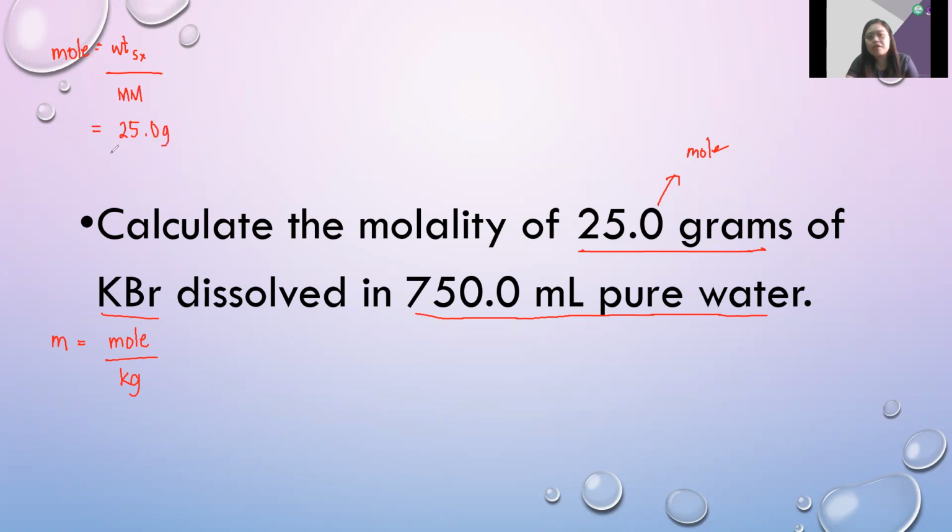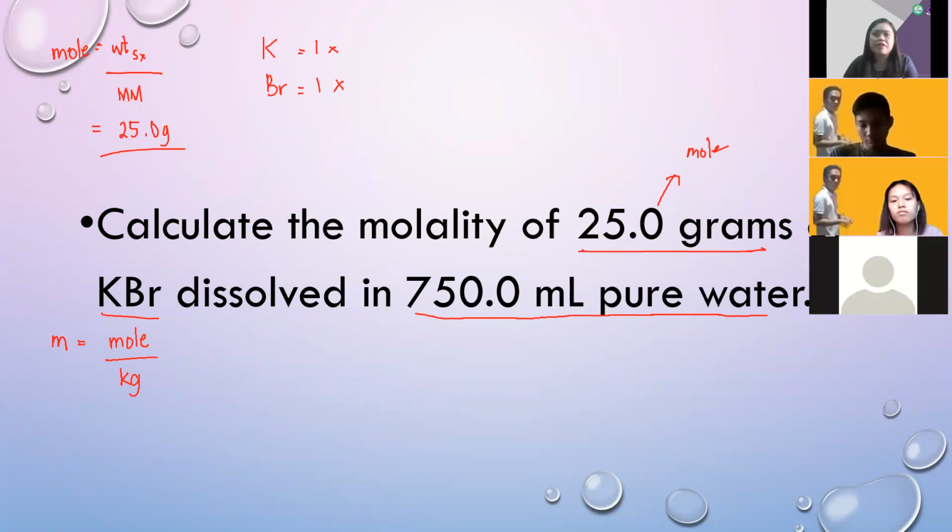Now, the given is 25.0 grams. However, we need to look for the molar mass of potassium bromide first. So this is KBr. The same way of computing, you just have to identify how many atoms of each element are present. For potassium, we have 1, and so does with our bromine. And then kindly take out your periodic table for the atomic masses or atomic weights of these elements. We need to round them off to the nearest whole number. Kindly check potassium.